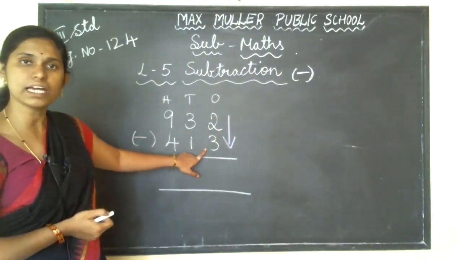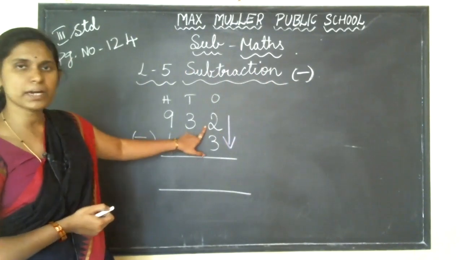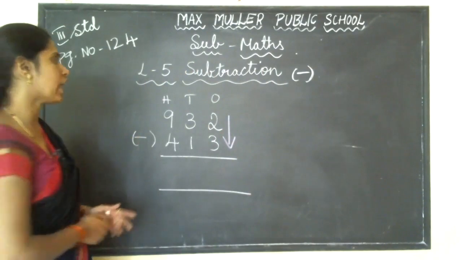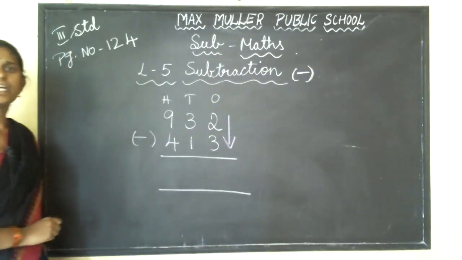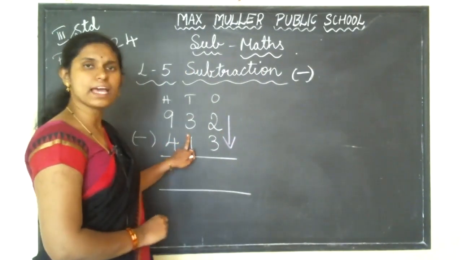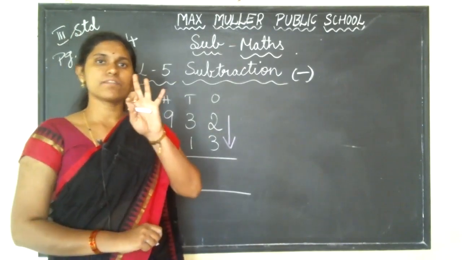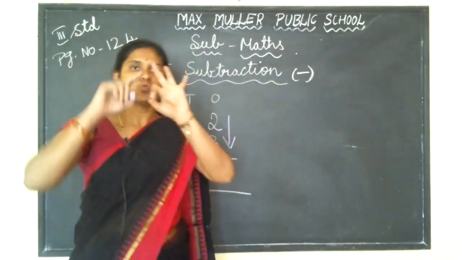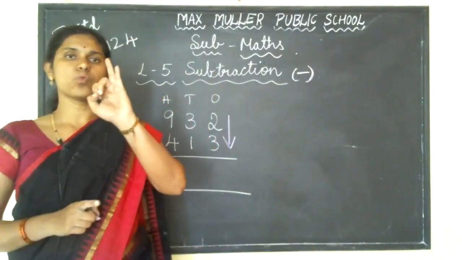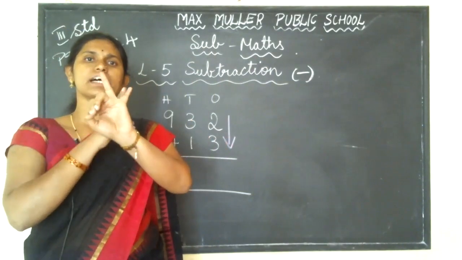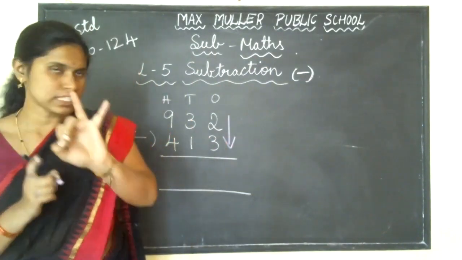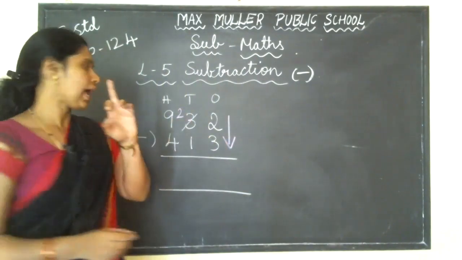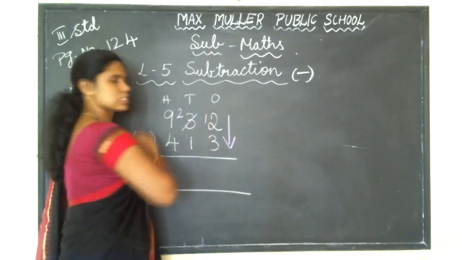Here we have a bigger number. From the smaller number, can we minus the bigger number? No. So what do we have to do? We have to go to the tens place. In the tens place, what is the number they have given? 3. From 3, I will take out 1. So how much is remaining here? 2 is remaining. These 2 I will write here. This 1 I will carry to the ones place.